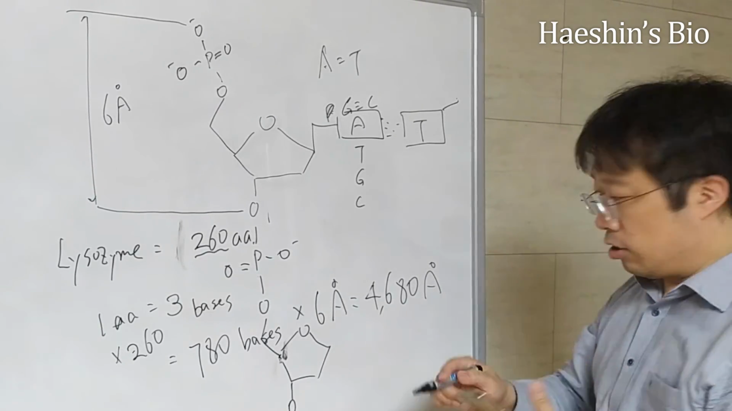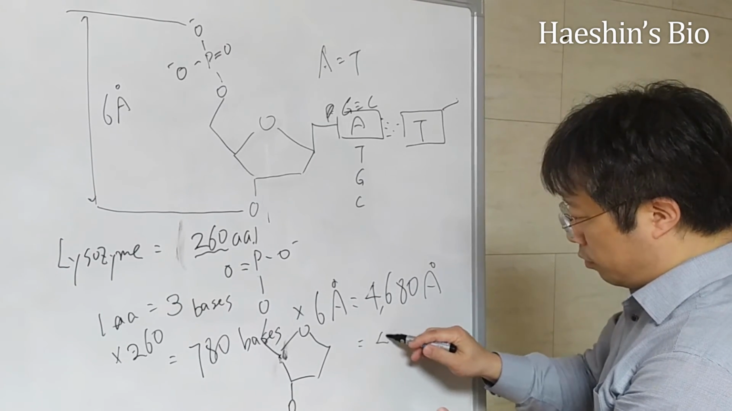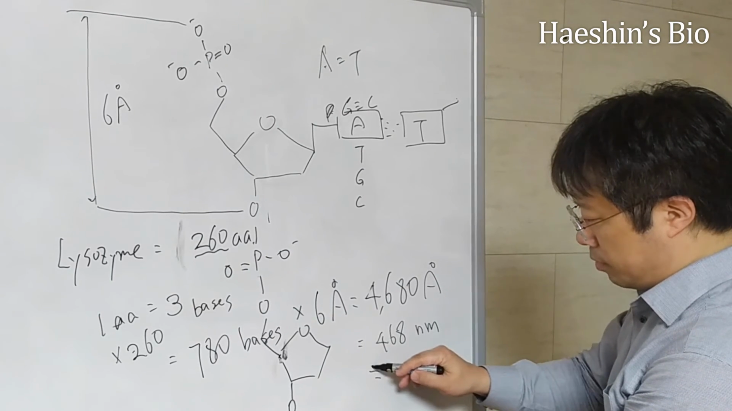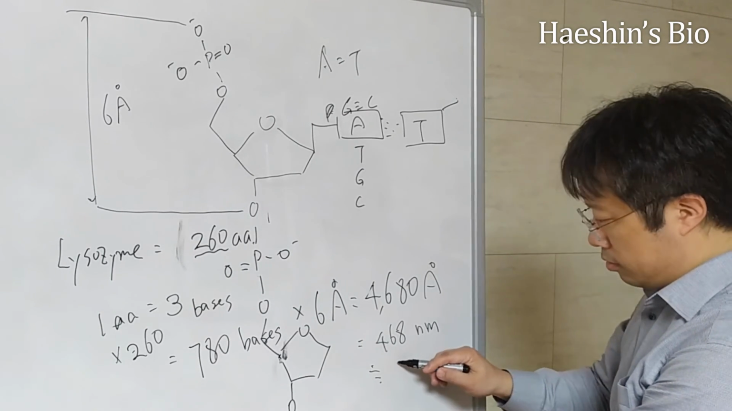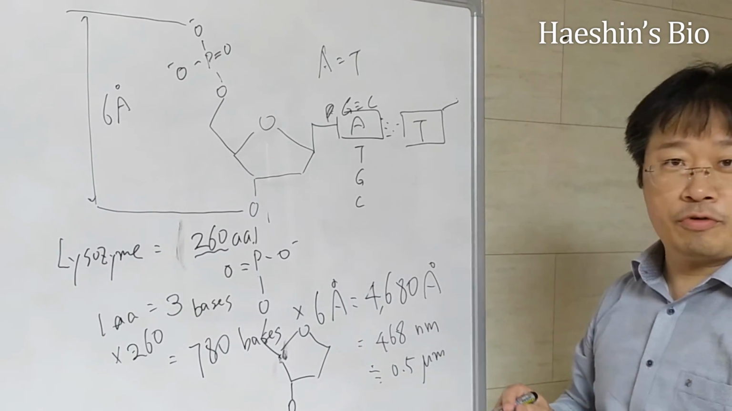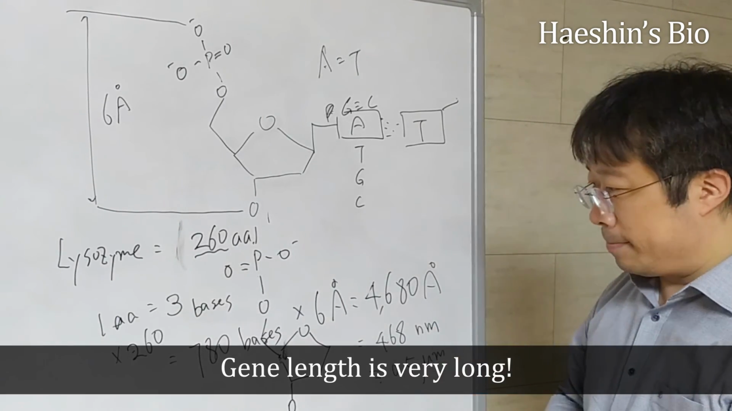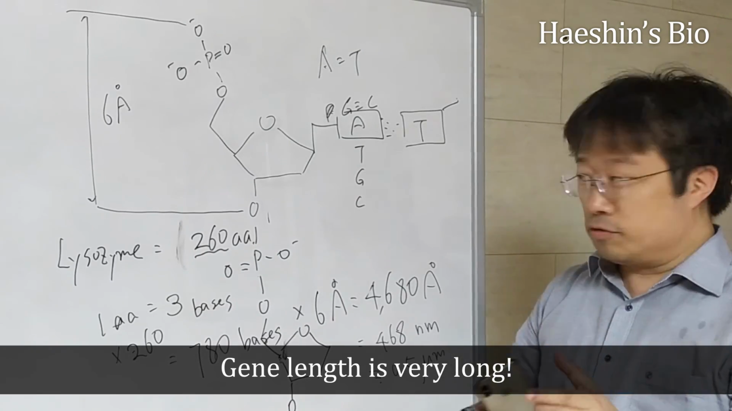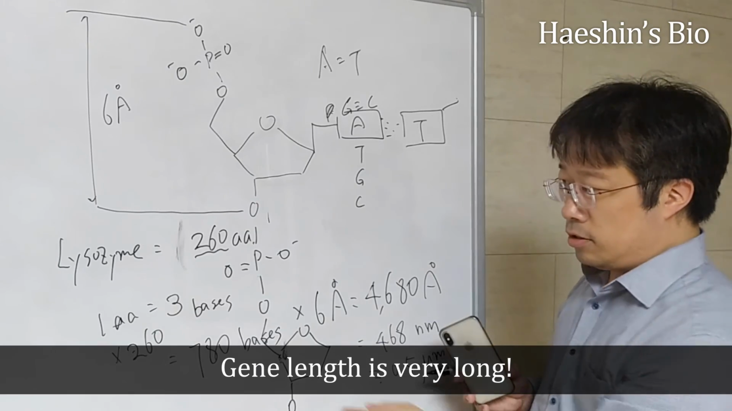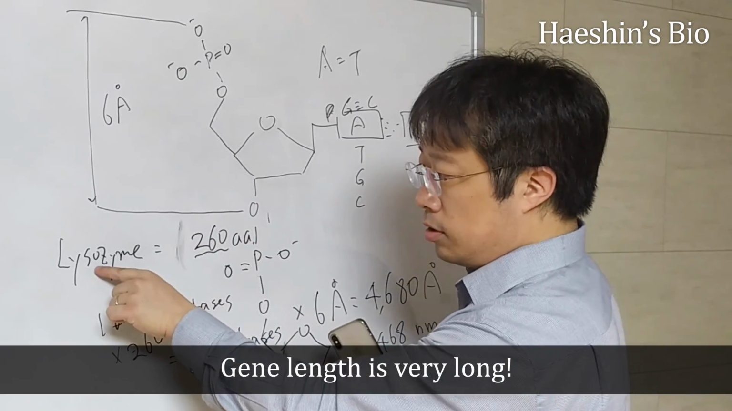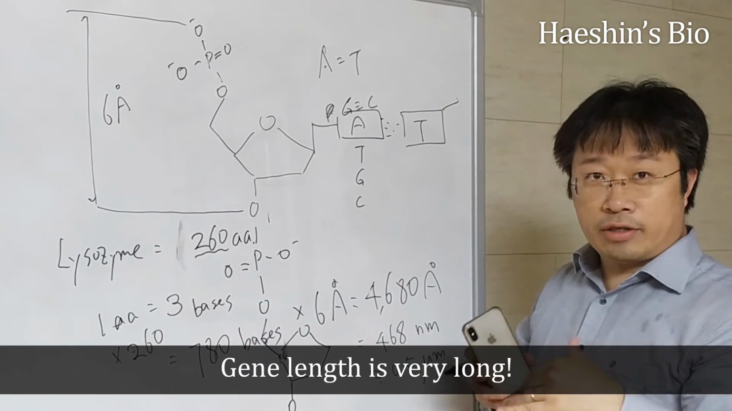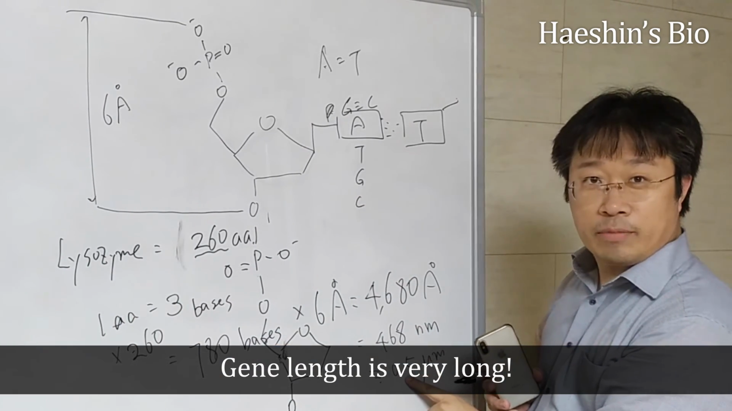So if you recalculate in nanometers, it's 468 nanometers, which is about 0.5 micrometers. That is very, very big. Of course the thickness is very small, but the length, if fully stranded to code the simple lysozyme protein, the DNA required is about 0.5 micron long, which is very big.